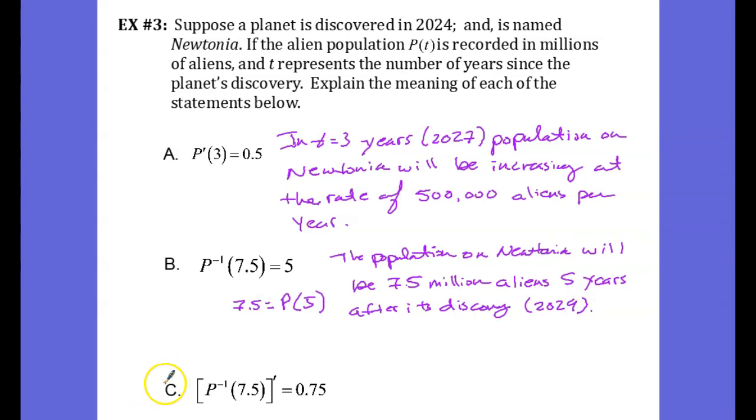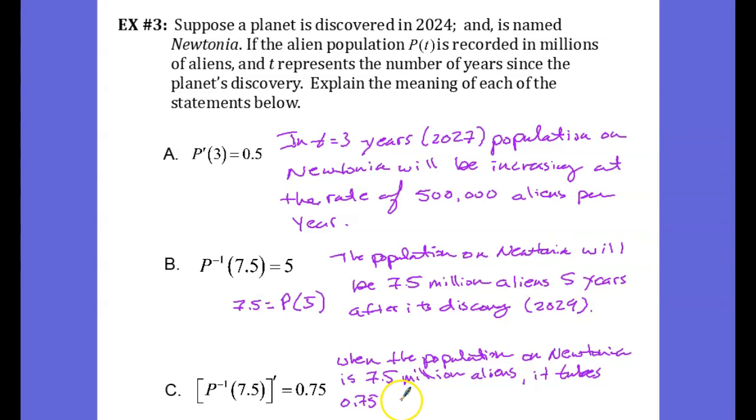Now finally, in part C, we're given P inverse prime of 7.5 equals 0.75. So this is the derivative of an inverse function. Since the inverse function gives the number of years corresponding to a particular population, this represents the rate of change in the number of years for a particular population. So we can say when the population on Newtonia is 7.5 million aliens, it takes 0.75 years for the population to increase by 1 unit rate of change, which in this case would be 1 million aliens.